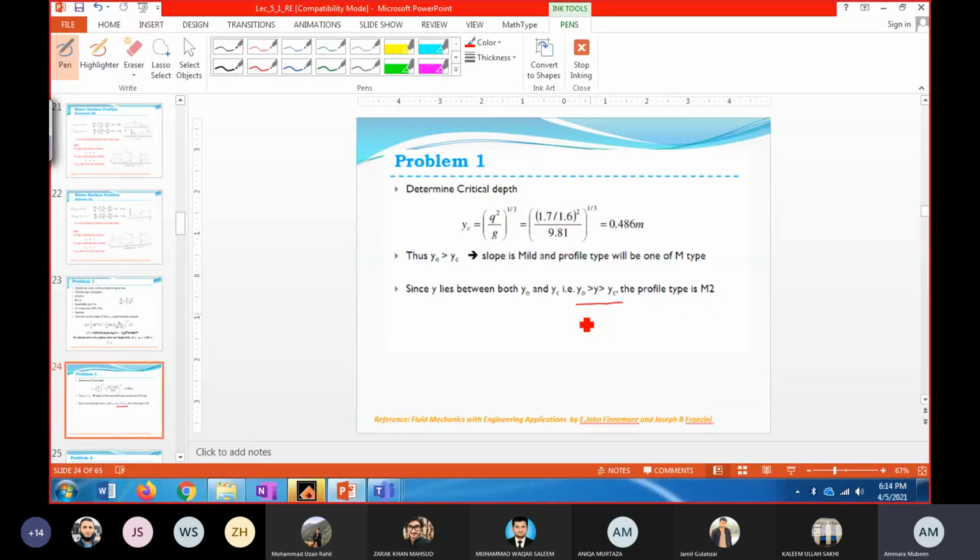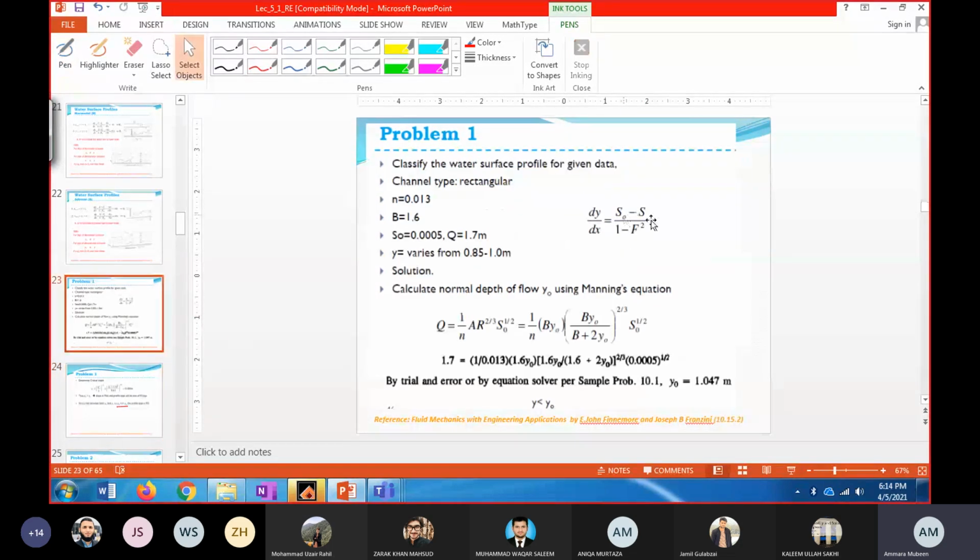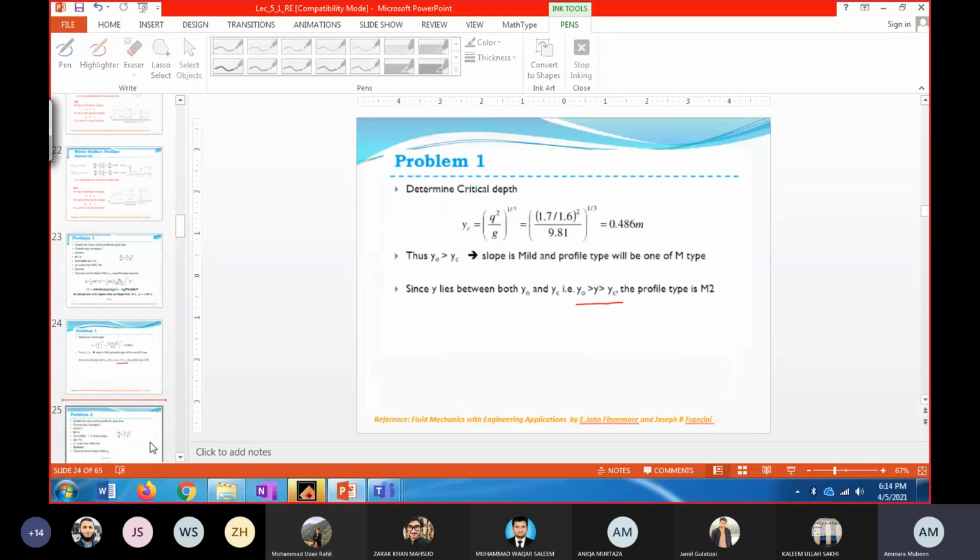And how can it be sketched? Negative. There will be a drop. Yes, it would be negative. So using the equation, you can have the idea of the slope of water surface. Okay. So let's check the next question.